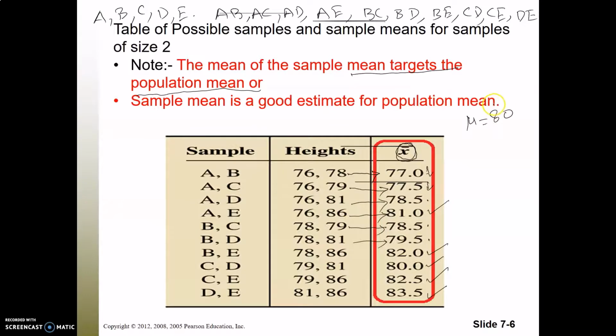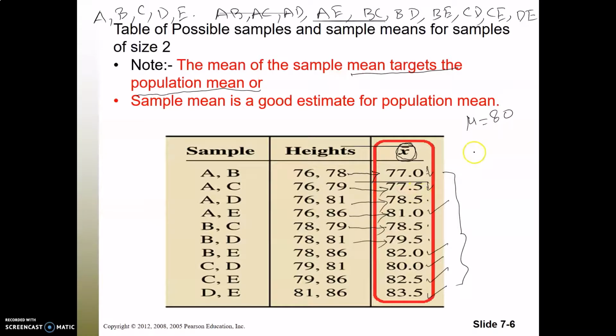Now we repeat the same. What I ask you now is to add all these values and divide by the number of observations: 1, 2, 3, 4, 5, 6, 7, 8, 9, 10. Pause this video, add all these sample means and divide by the number of values. See what you come up with.